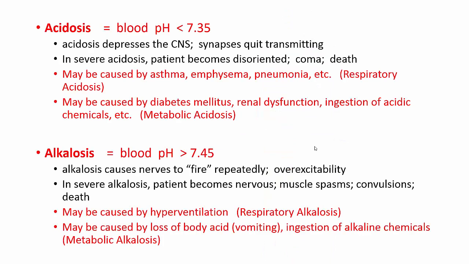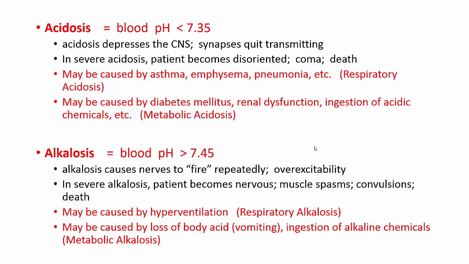Now, let's talk about some issues when the acid-base balance gets disrupted. Acidosis is where blood pH is lower than 7.35. Acidosis can depress our central nervous system. Synapses can quit transmitting. In severe acidosis, a patient can become disoriented, go into a coma, and ultimately die. It could be caused by asthma, emphysema, or pneumonia. These are respiratory acidosis because the lungs aren't doing their job. It could also be caused by diabetes, renal dysfunction, ingestion of acidic chemicals, and this is metabolic acidosis, and this is going to be where the kidneys aren't compensating.